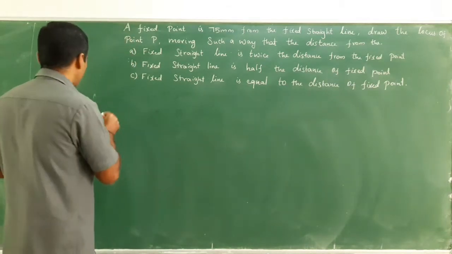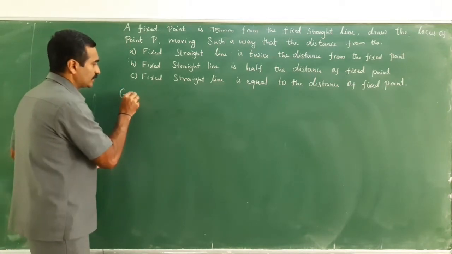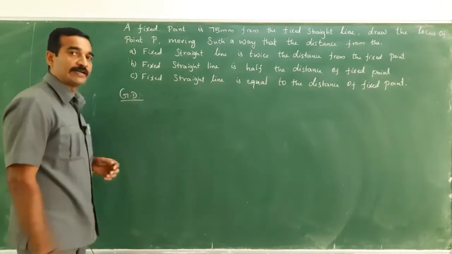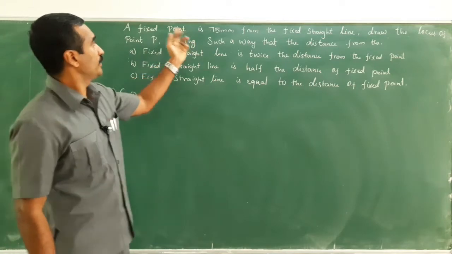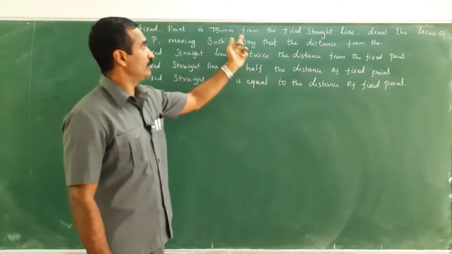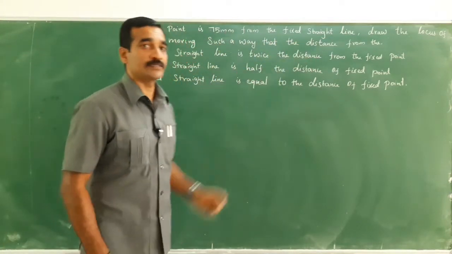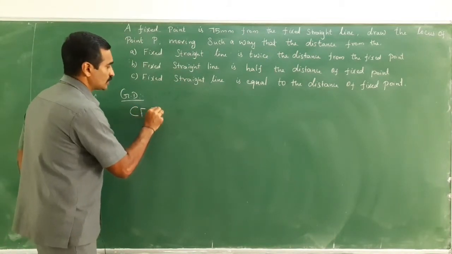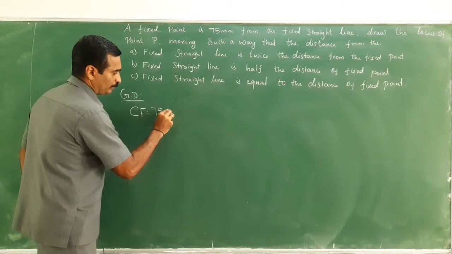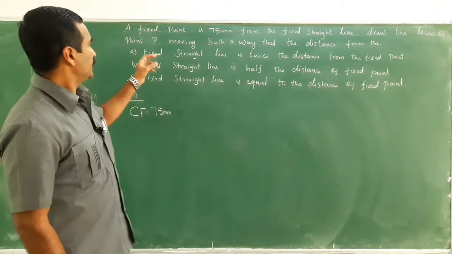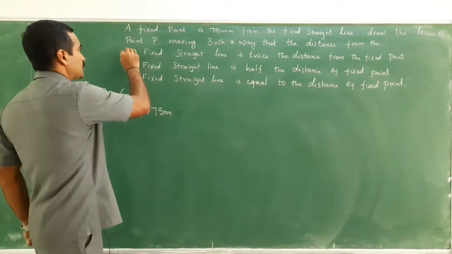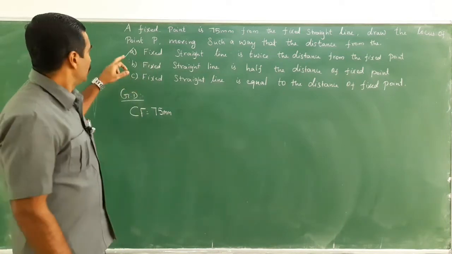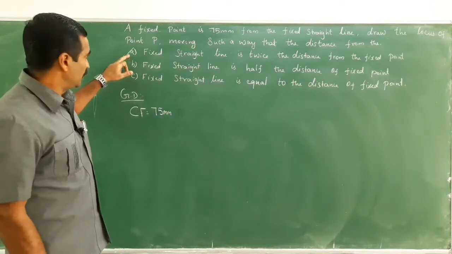So let me note the given data first. The fixed point, that is the focus, is 75 mm from the fixed line, that is the directrix. That is CF. CF equal to 75 mm. There are 3 subdivisions. So first, let me find what kind of curve it is.